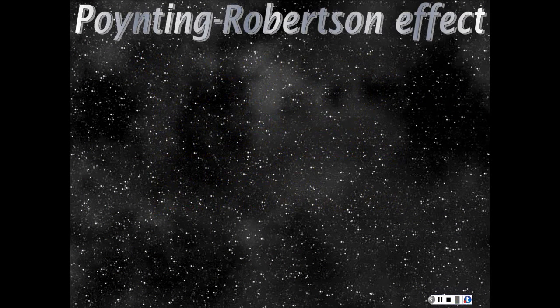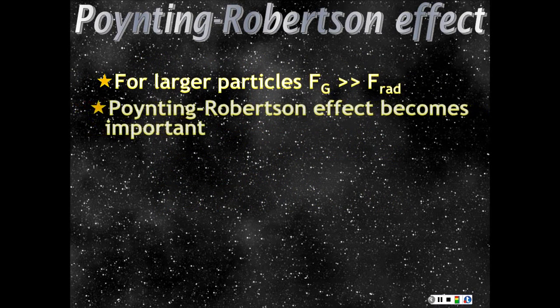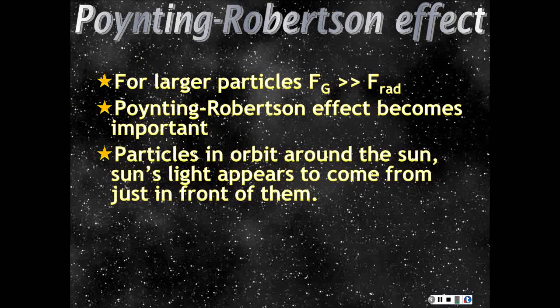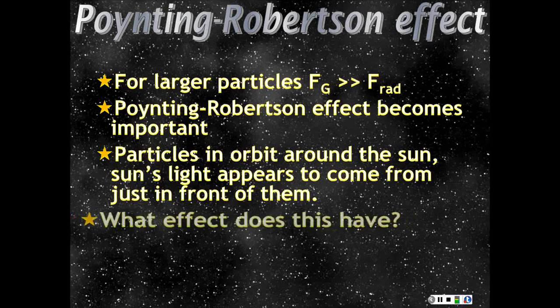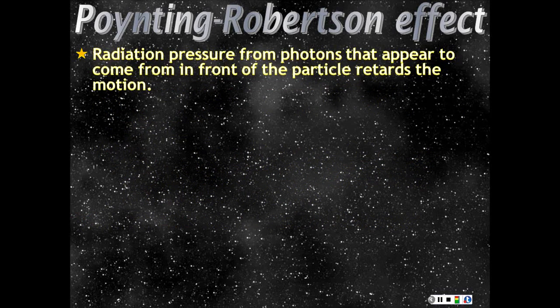Well, we have the Poynting-Robertson effect. This works for larger particles where gravity is winning, but we still have radiation pressure. Particles that are orbiting the sun see the sun's light coming from just in front of them. This is similar to the aberration of starlight: it takes time for light to get from the sun to the place where the grain is, and so the velocity of the grain makes it look like it's coming from just in front of it instead of tangentially, so that it's actually impeding their progress. So it's pushing on the grains and pushing them backwards.